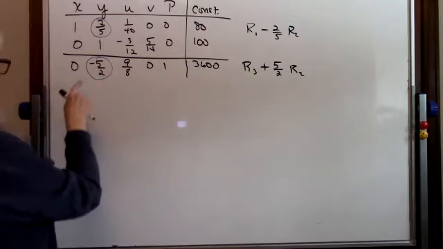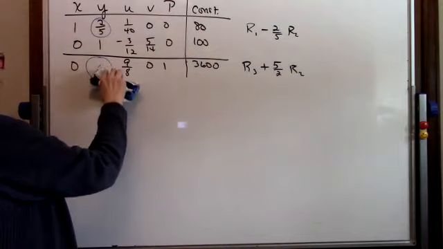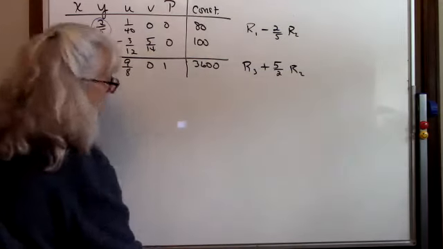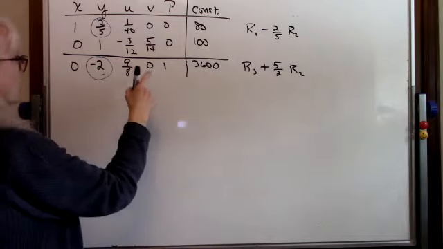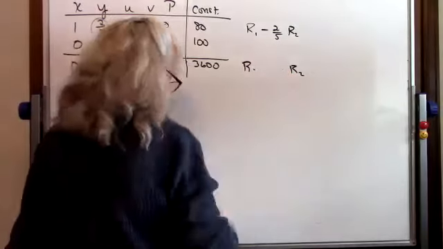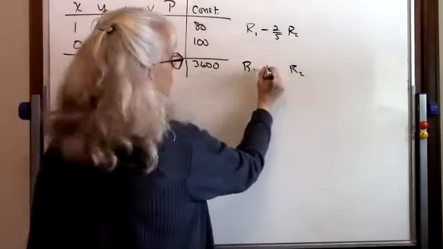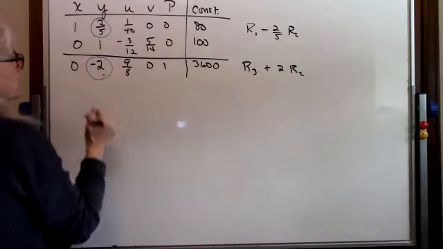Oops, sorry, that's a negative 2. That was my mistake. That should be a negative 2. Let me double check to make sure that everything else is correct. So 0, negative 2, 9/8, 0, 1, and 3,600. Yeah, that makes it a lot easier. Not as many fractions to manipulate. So we're going to add 2 times row 2. So row 3 plus 2 times row 2 would give me a 0.